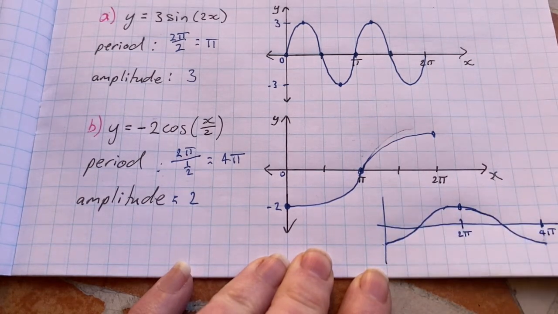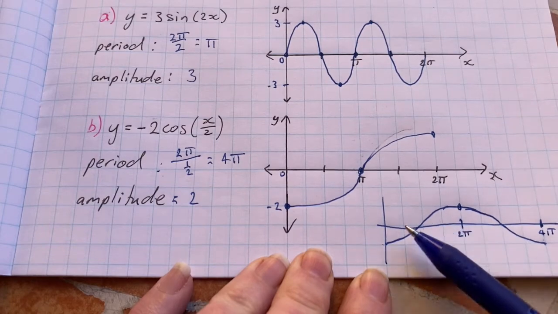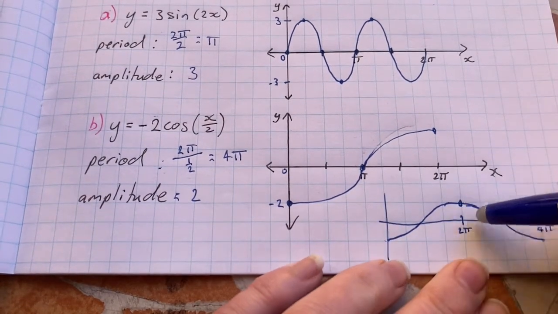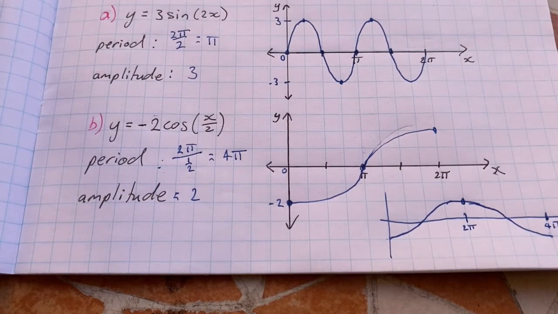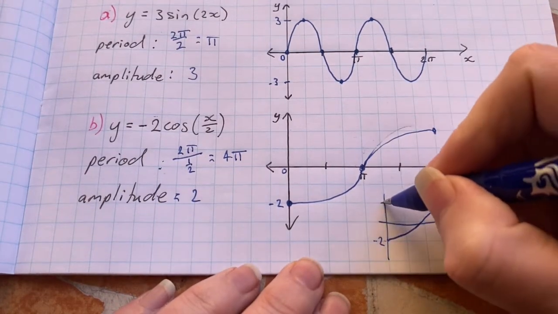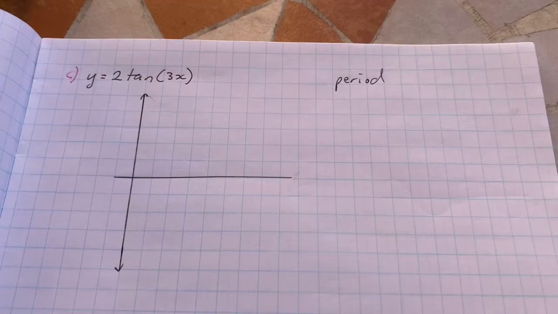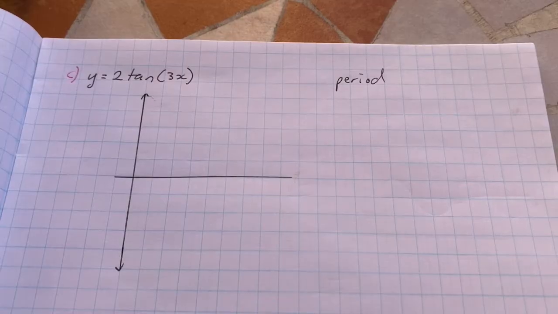So you can always draw it first and then sort of rub out the bits you don't need. So I could draw that and then go back and rub all this out if I wanted to. And of course I need my -2 and my 2, so I also need a 2 up here. Okay, this is tan 3x, 2 tan 3x.